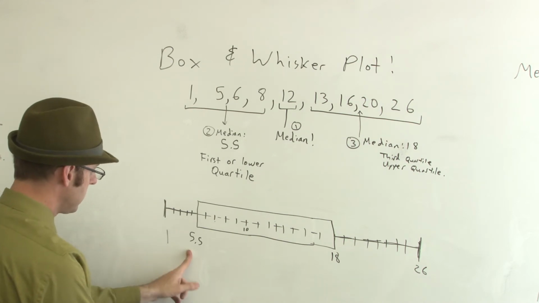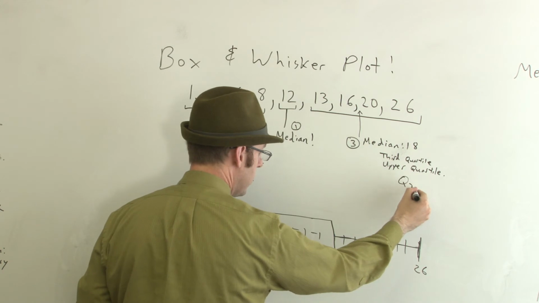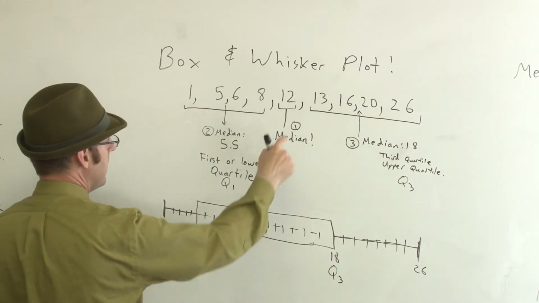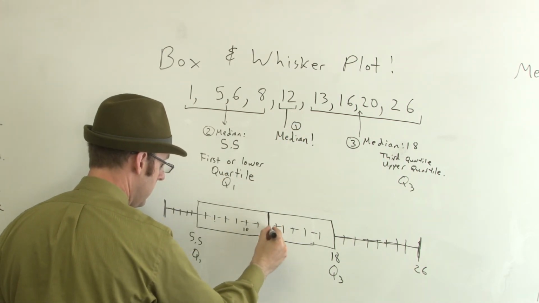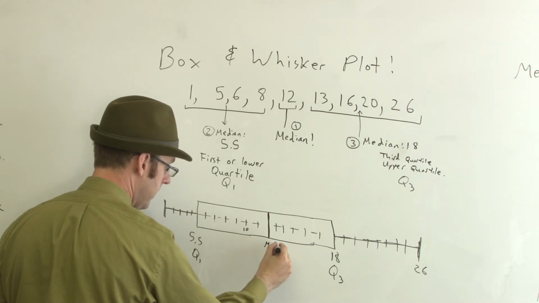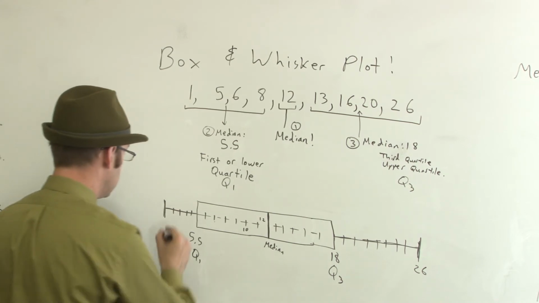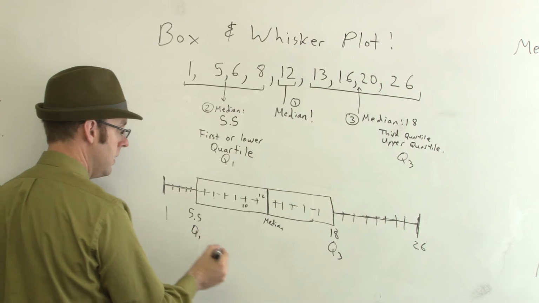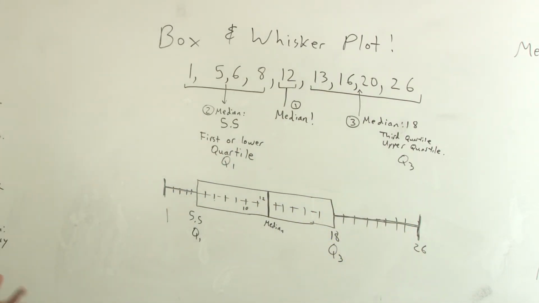So my box goes from my Q1, my first quartile, to Q3, my third quartile, and then I'm going to have a line in the center at the median, which is at 12. So what this looks like, here is sort of the whiskery part. My other sort of whiskery part. And what it gives me an idea for is how these numbers are distributed.